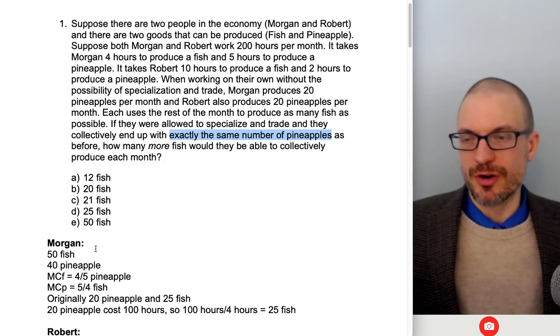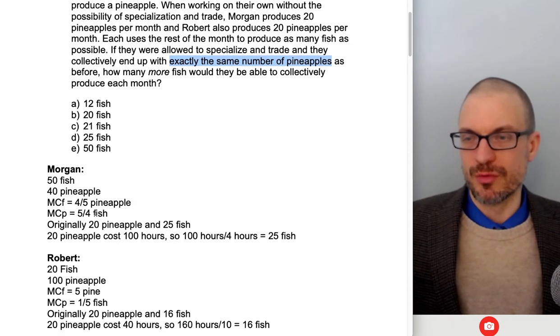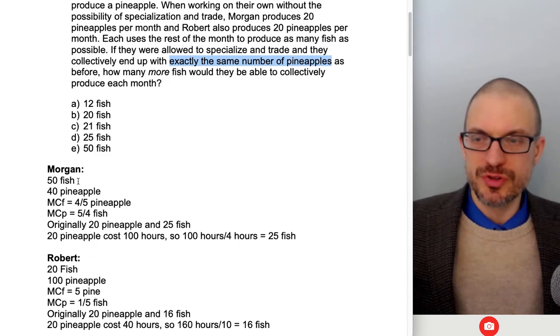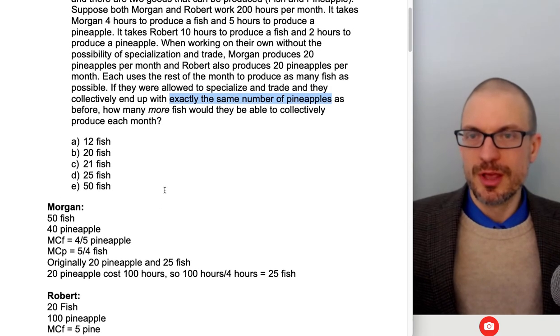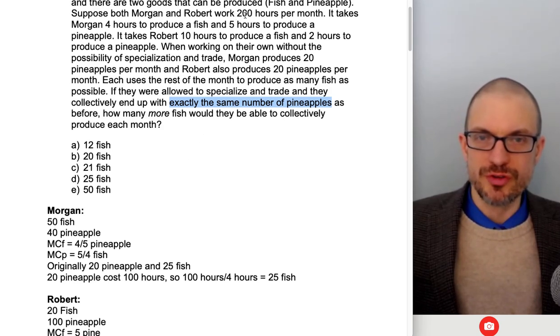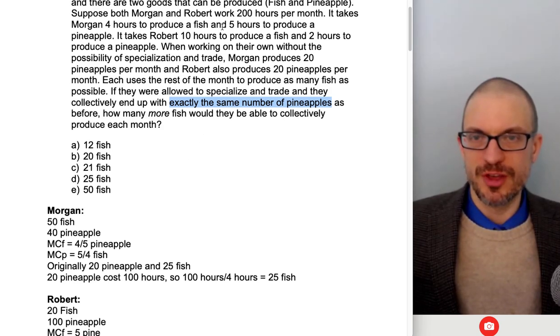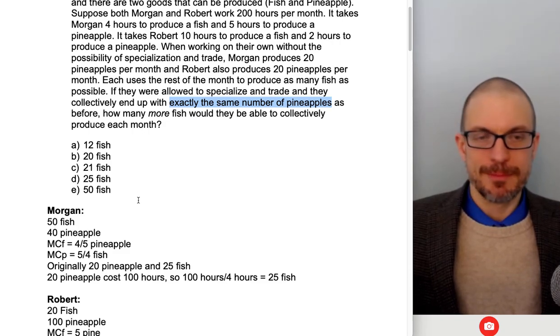All right, so here's the starting point. I'm going to look at Morgan, I'm going to look at Robert. Morgan can produce 50 fish or 40 pineapples in this time, right? So we know this because Morgan has 200 hours. It takes 4 hours to produce a fish, so 200 divided by 4 is 50 fish. Or, maximally, Morgan could get 200 hours divided by 5 hours per pineapple, a total of 40 pineapples, right?